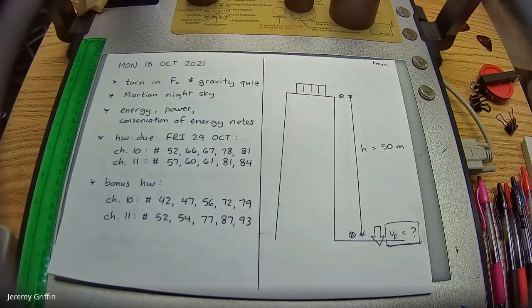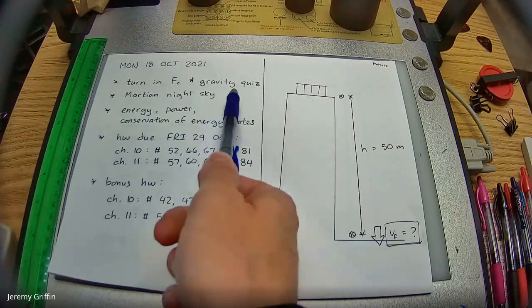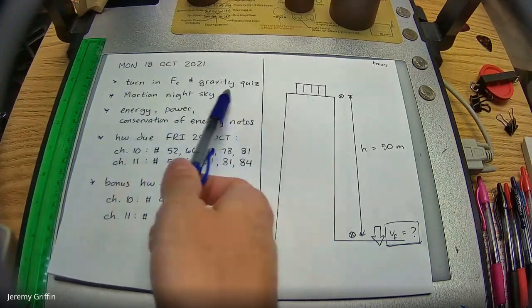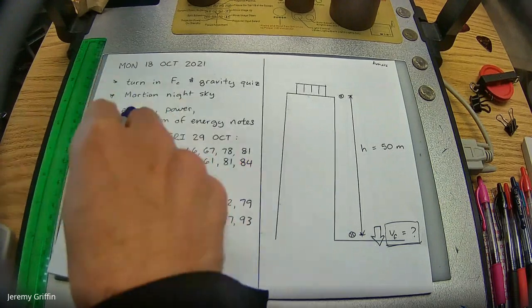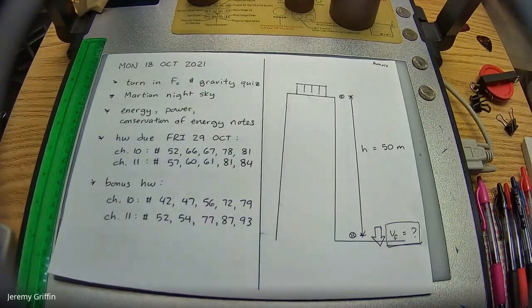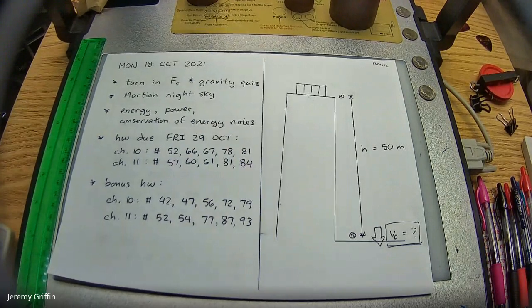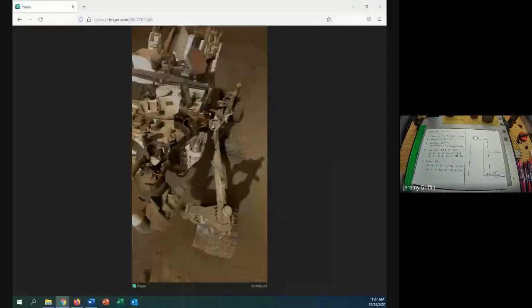We're starting a new topic today, which is going to be energy and energy conservation. You just turned in your centripetal force and gravity quiz, so thank you for doing that. Oh, I've got a cool animation to show you before I get rolling too far. Let me switch my screen over.